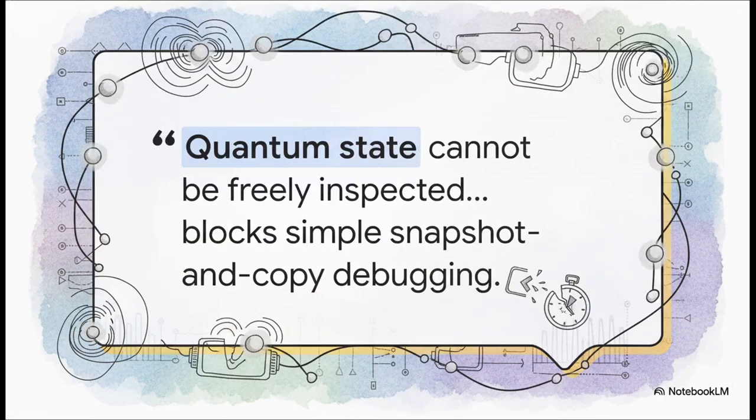And here is exactly why that simulation step is so non-negotiable. Quantum state cannot be freely inspected without measurement, right? And the no-cloning theorem blocks any simple snapshot and copy debugging. In classical code, if something breaks, you just set a breakpoint, stop execution, and inspect your variables. You cannot do that here. Direct observation fundamentally changes the quantum state. It's literally like trying to check if a cake is baked by opening the oven door, but the very act of looking causes the cake to instantly collapse. Because of this massive constraint, your code tests have to be probabilistic by design. You have to rely on statistical assertions, property-based invariants, and those small instance simulators we just talked about.